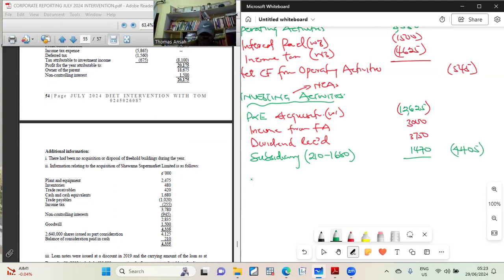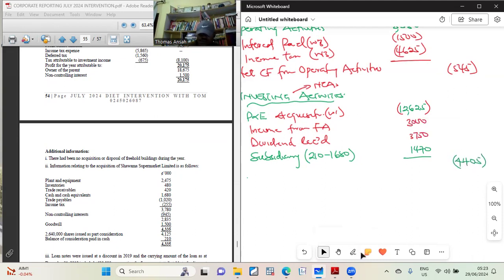Then lastly, let me just drag these ones down and designate it. All right. So net cash flow from investing activities.